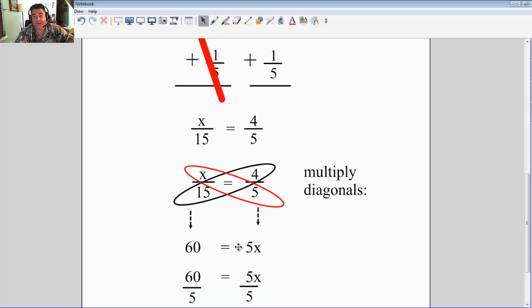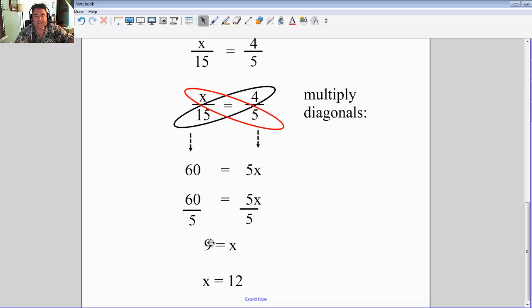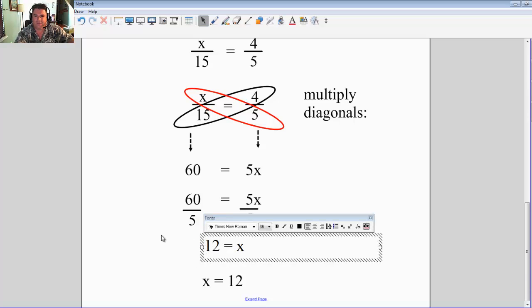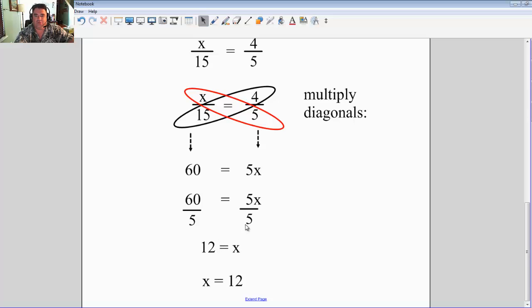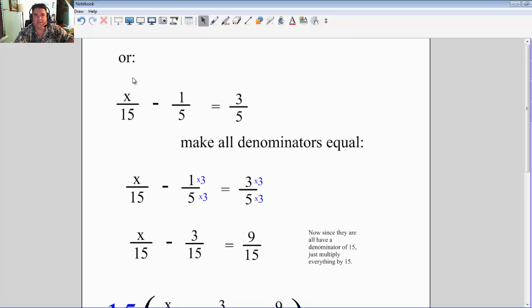And to simply solve that, divide both sides by 5, and you get x equals 12. I'm not sure why 9 was there. So yes, x equals 12. Very good. The second way, we go ahead and make all the denominators equal.